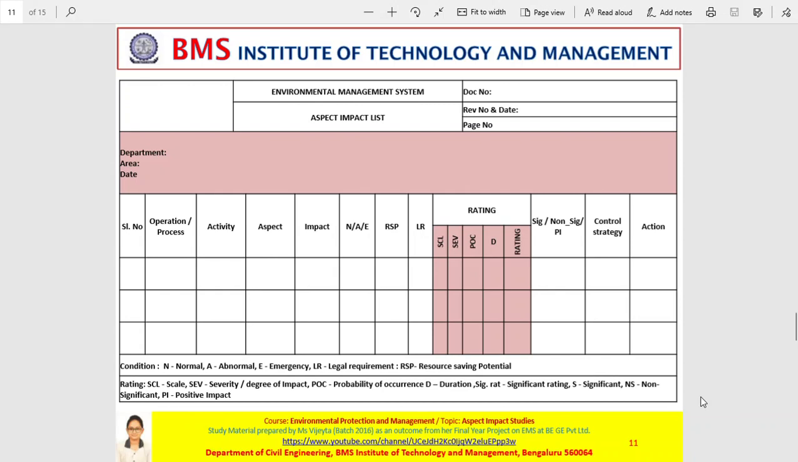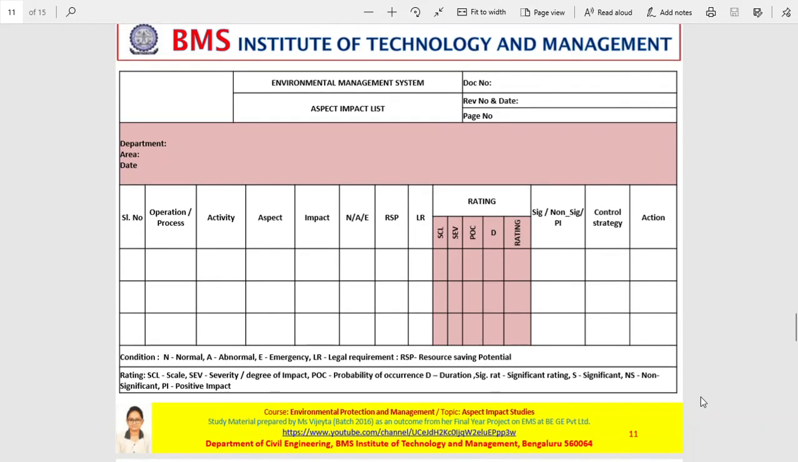The next column shows control strategies. Control strategy is the corrective and preventive measures that are taken by the industry to convert significant aspects to non-significant aspects, and these are to be mentioned in this column. The final column of the aspect impact table is action. Here, the steps that are taken to implement the strategies are to be mentioned.